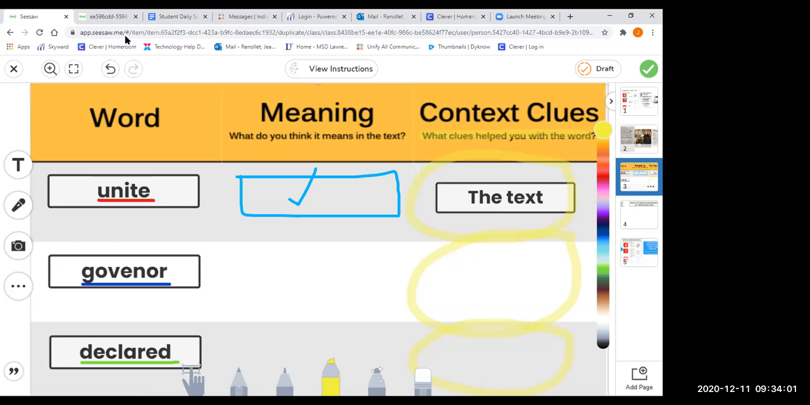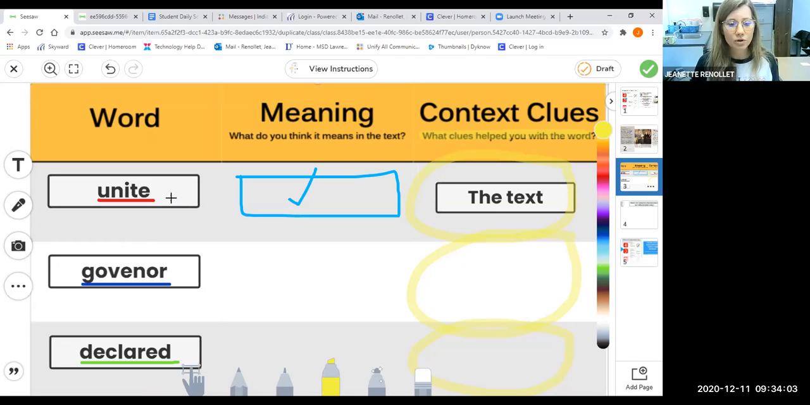Can I go use it? Our lesson is almost over. You may wait just a minute. Are there other questions about what I mean by saying you need to say what clues helped you? Okay, I don't see any questions. Your job today is to complete slide 3.